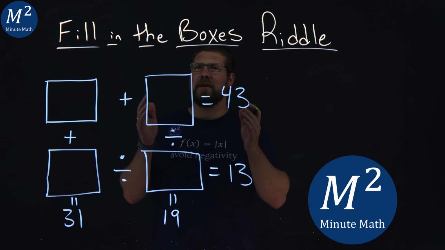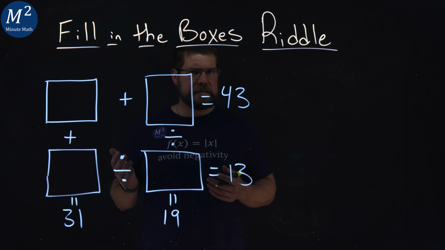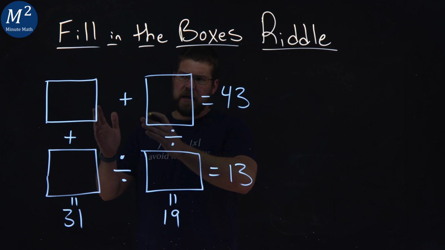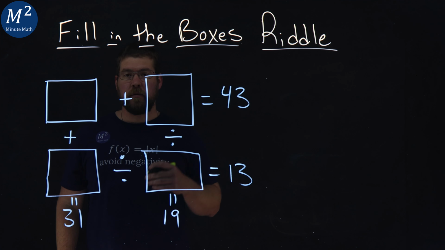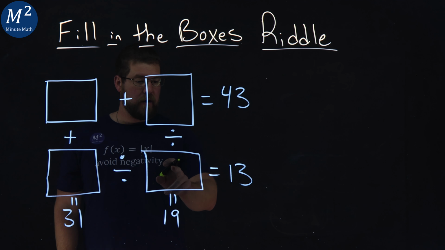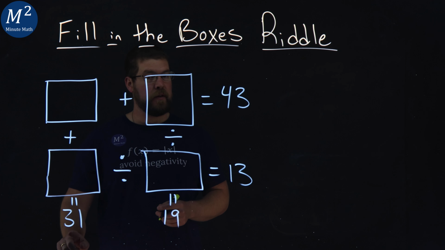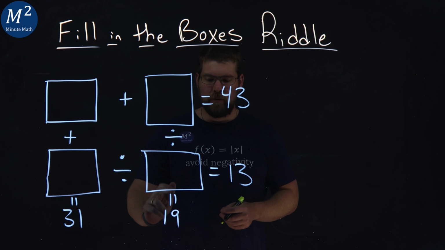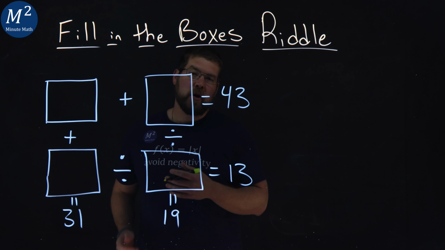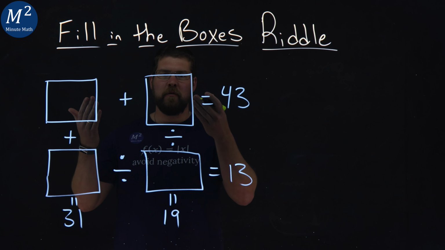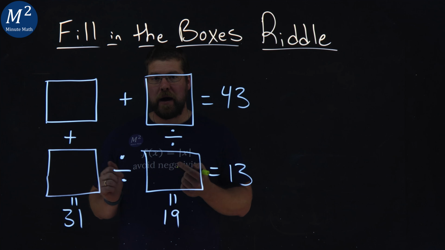And we have, well, a riddle with boxes. The boxes state that this box plus this one equals 43. This one divided by this one equals 13. Going vertically here, we add these two boxes, we get 31. And divide these two, we get 19. And so our goal here is to see what are the values that go inside of the box.